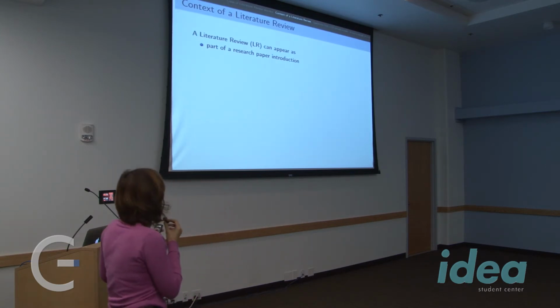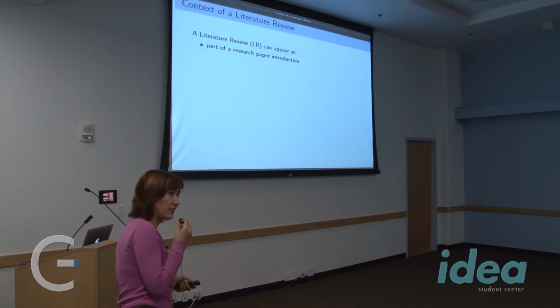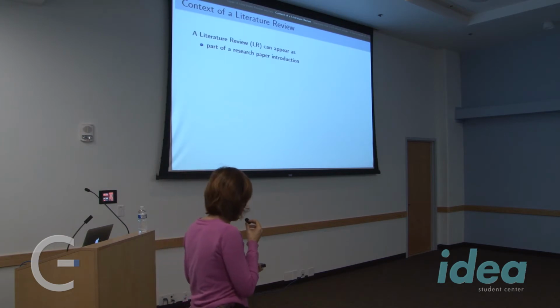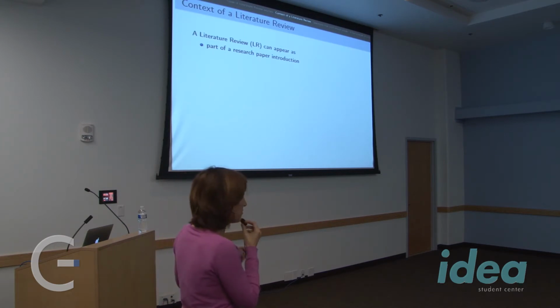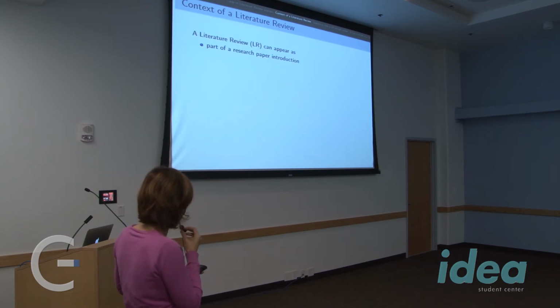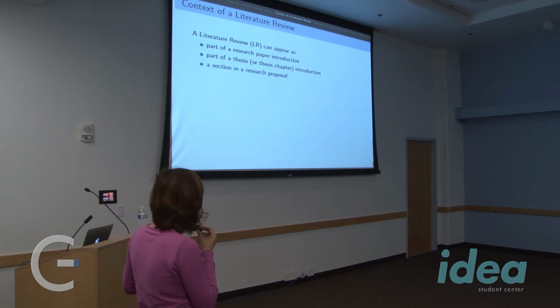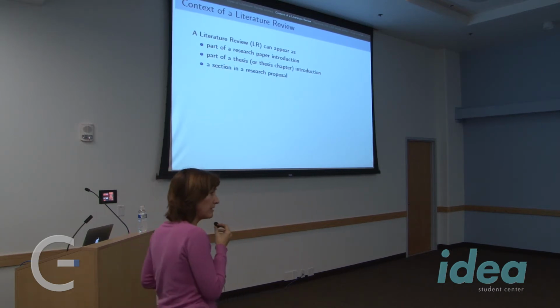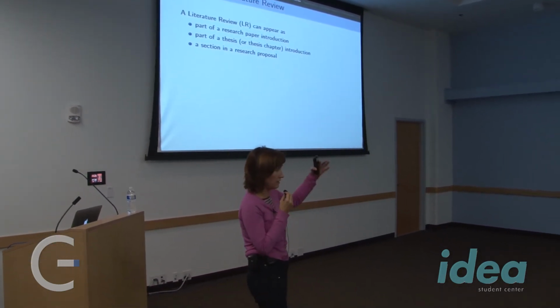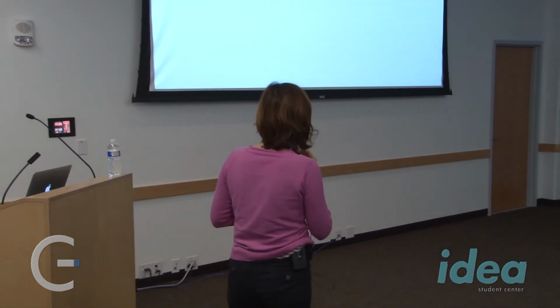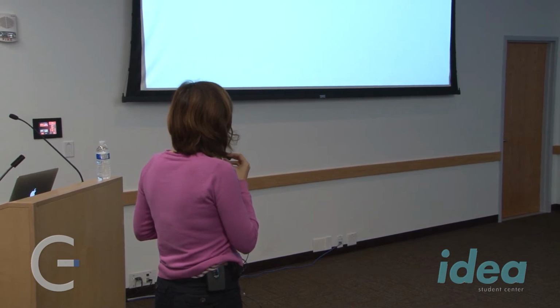So, right, we need to talk about the context of a literature review. This is the most important part and what makes it effective. As we said already, it can be part of a research paper introduction, a thesis chapter introduction, or a section in a research proposal. Typically in a research proposal, you separate your literature review as a standalone section. To write it effectively, you need to understand how it relates to other parts of that introduction.